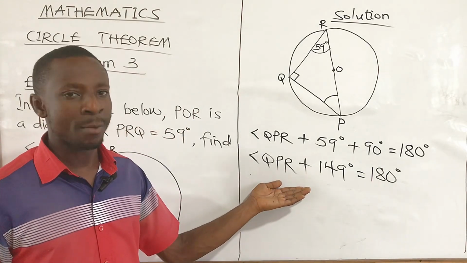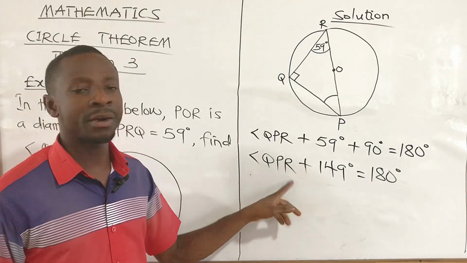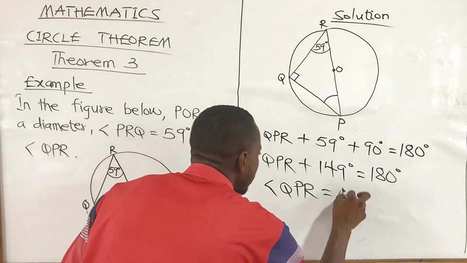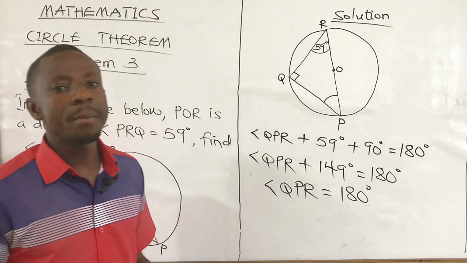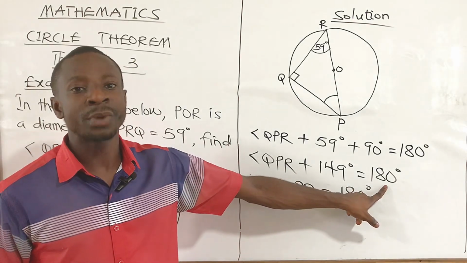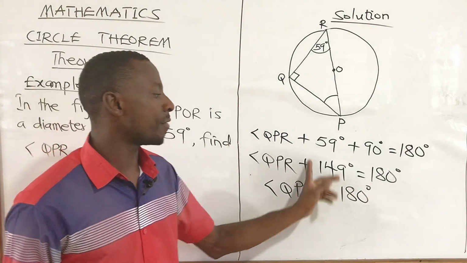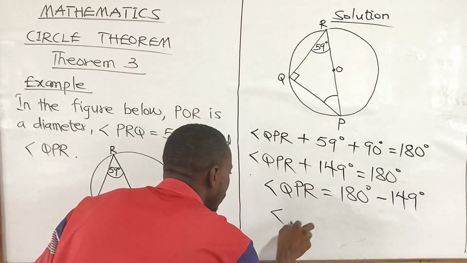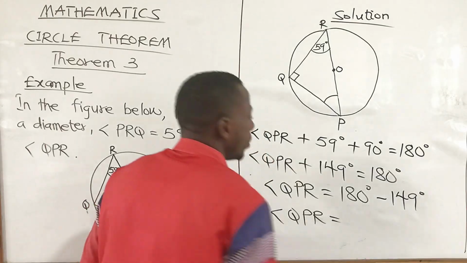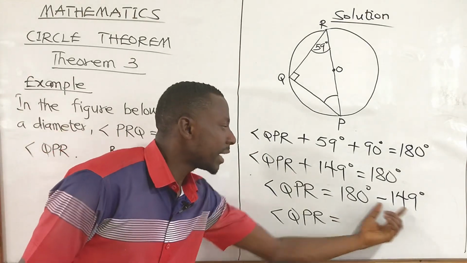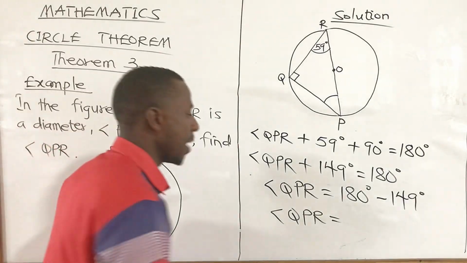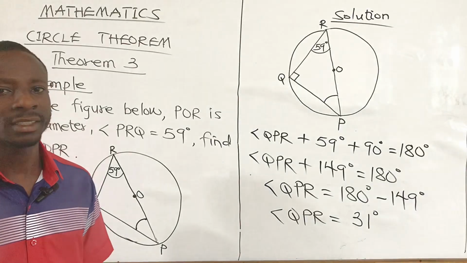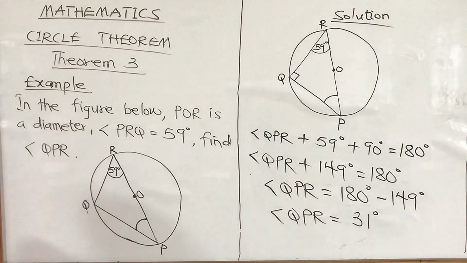At this point, I am going to make angle QPR the subject. So angle QPR. So the moment I bring the equal to 180 is what I'm going to write first. Then I'll bring the 149 to the other side, making minus 149 degrees. So 180 minus 149, I'm going to get 31 degrees to be the final answer. And this is Theorem 3.